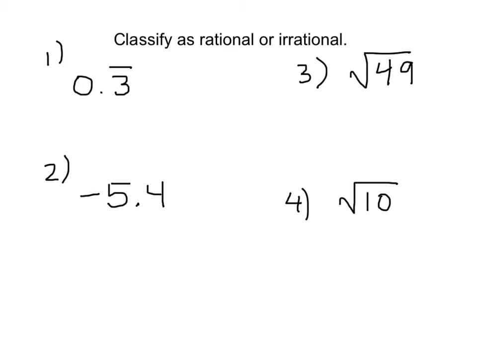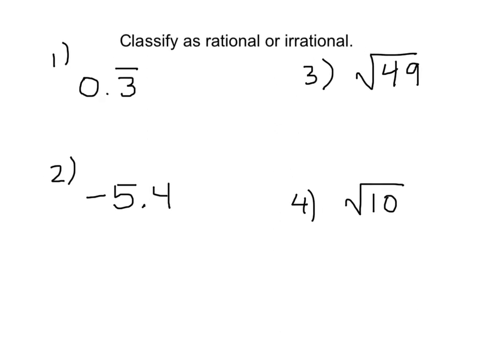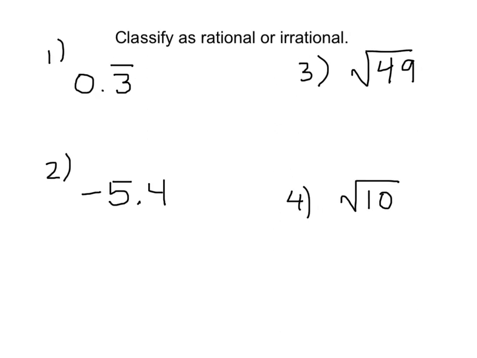All right, the first example, 0.3 repeating. That is going to be a rational number. Okay? It's a rational number because it has a repeating decimal. And if it's a rational number, that means we can write it as a fraction. And 0.3 repeating, we could write that as 1/3.